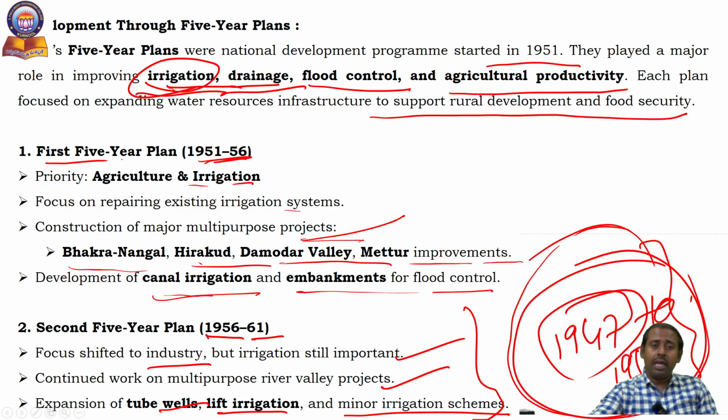In the next class, I am going to discuss the next plans, what priorities were taken.